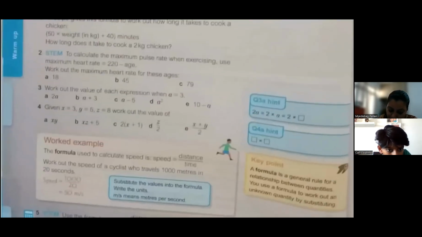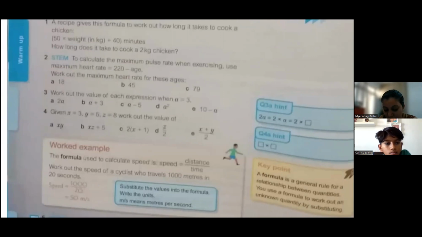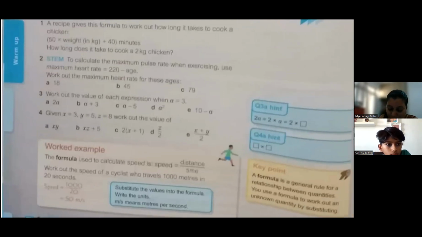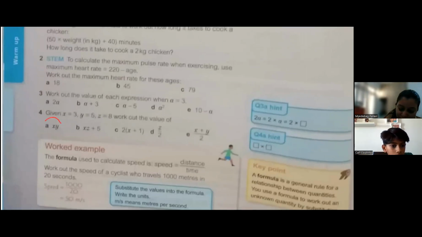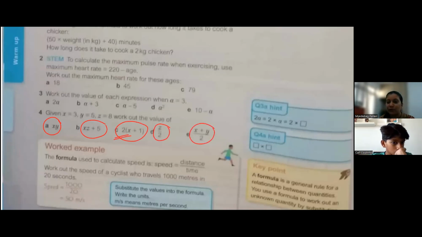Given x is equal to 3, y is equal to 6, and z is equal to 8, work out the values of these different expressions. So now, instead of one variable, there are two variables given in each of these expressions. Not in all, but yeah. z upon 2 and x plus 5. The values of all the three variables are given to us.